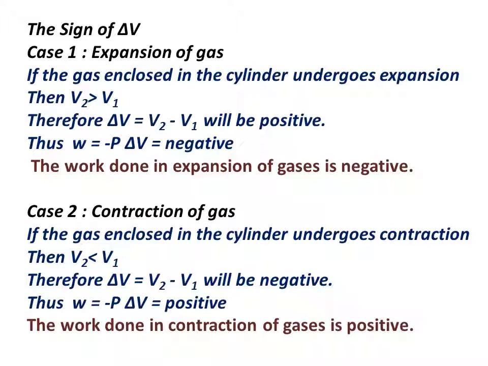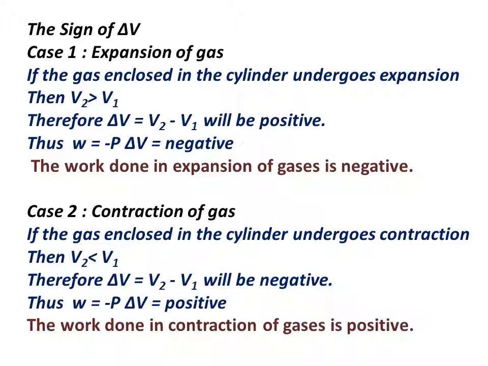Suppose a gas had an initial volume of 5 liters, and we have compressed it to 2 liters. So the change in volume is final minus initial. Final is 2 and initial was 5, so it is minus 3 liters. So the volume change will be negative.